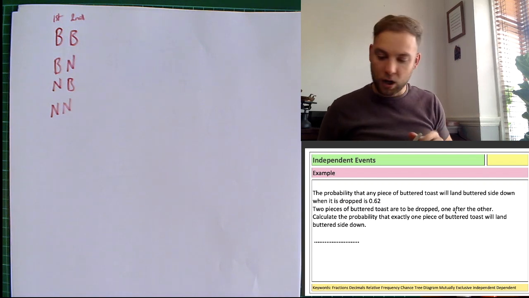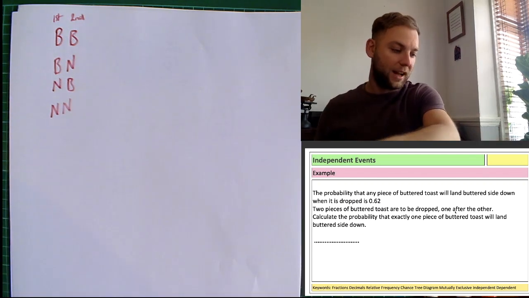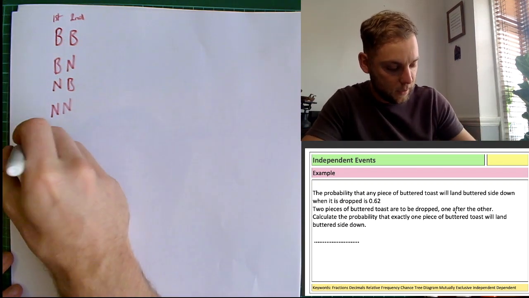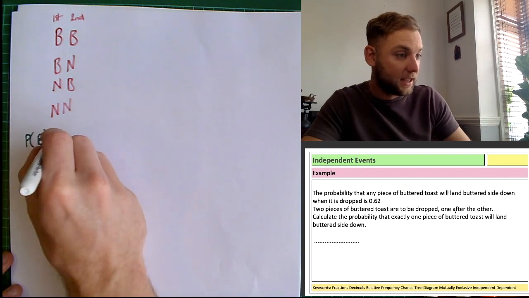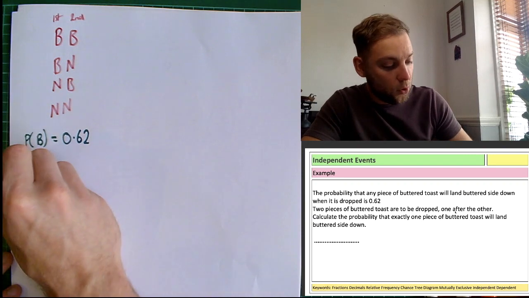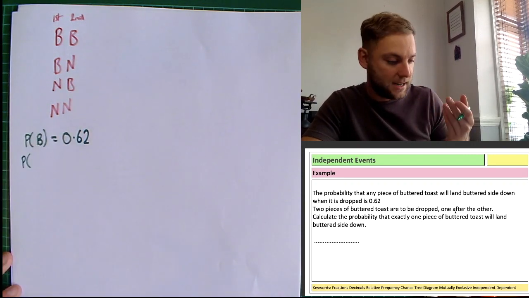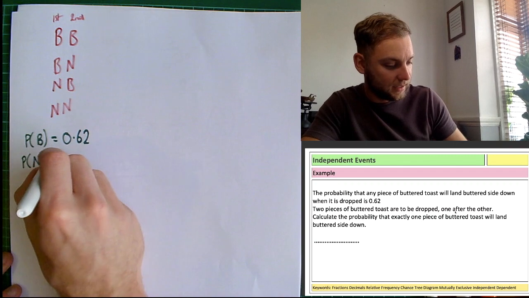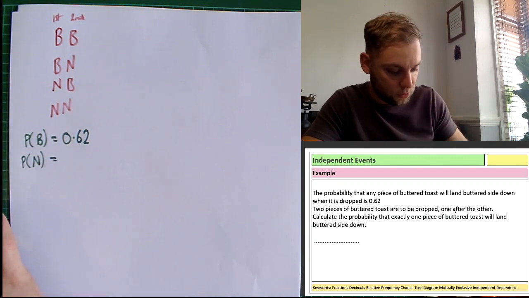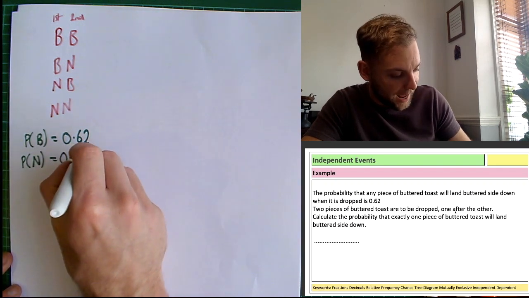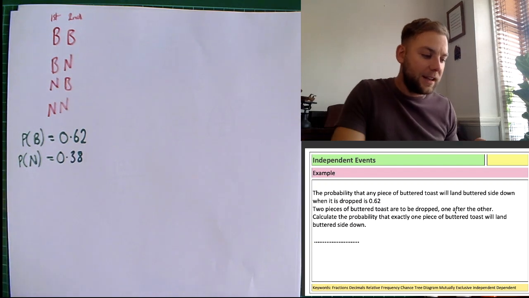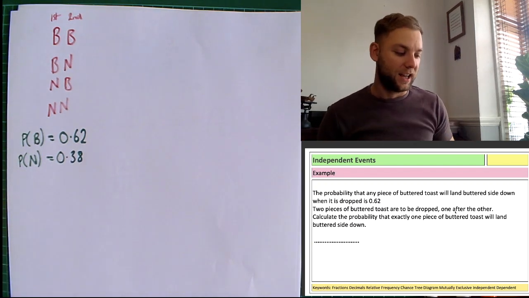Now, we know that the probability of buttered side down is equal to 0.62. Because that's a mutually exclusive event, we know the probability of not landing buttered side down is equal to 1 minus that, 1 minus 0.62, which is equal to 0.38. Okay, so next up, we need to think about what the question's actually asking.